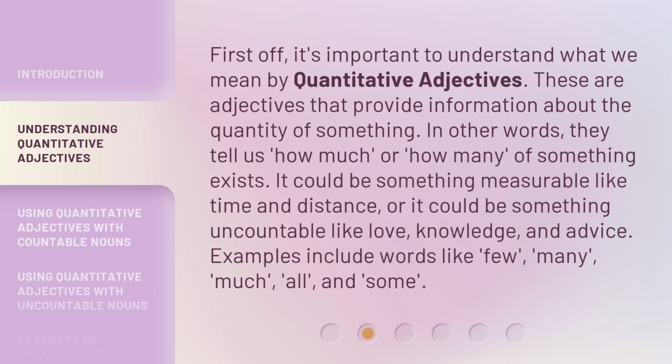First off, it's important to understand what we mean by quantitative adjectives. These are adjectives that provide information about the quantity of something. In other words, they tell us how much or how many of something exists. It could be something measurable like time and distance, or it could be something uncountable like love, knowledge, and advice. Examples include words like few, many, much, all, and some.